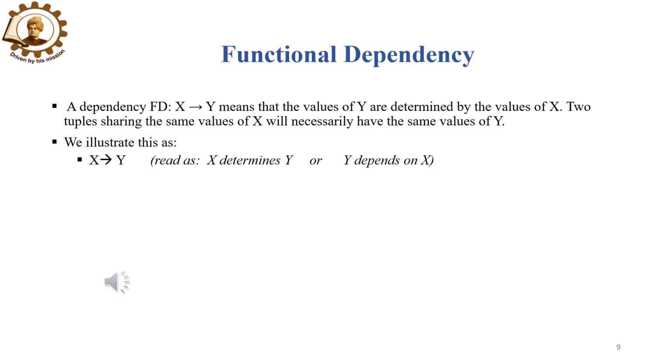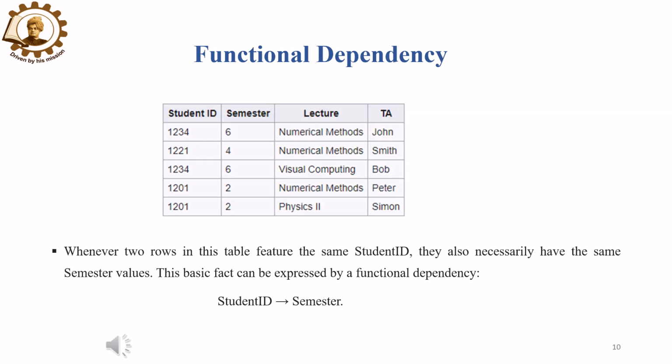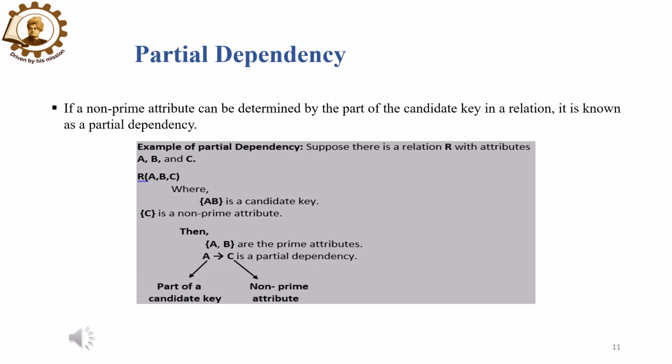Functional dependencies. A functional dependency means one attribute uniquely determines another. If two rows have the same student ID, they must have the same semester, for example. This simple rule helps us identify where redundancies may exist due to improper dependencies in our design.